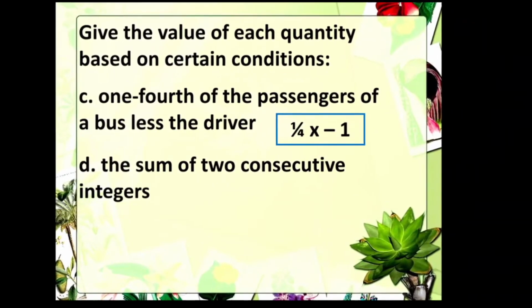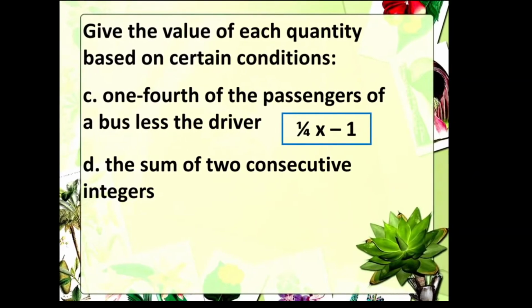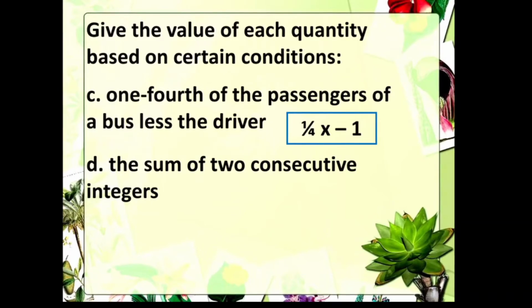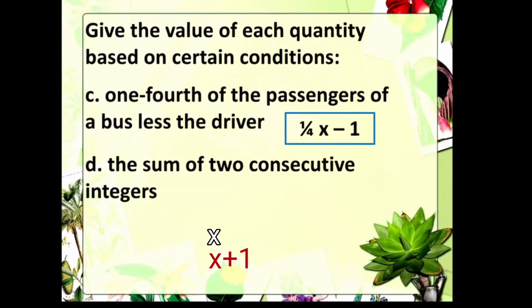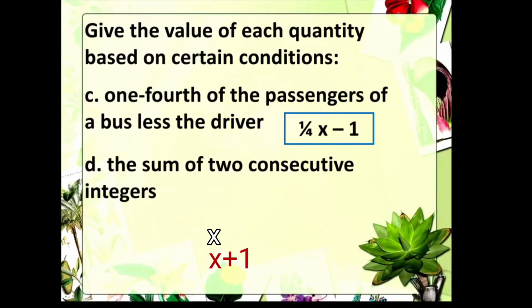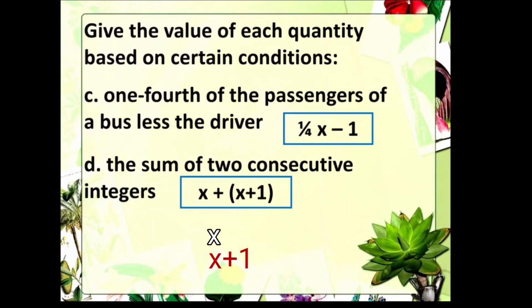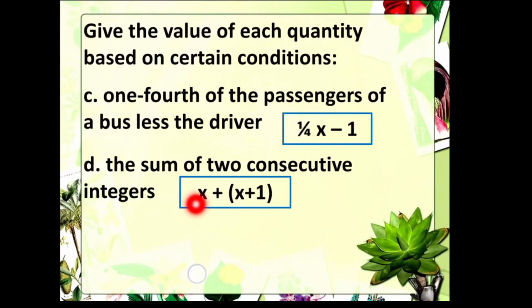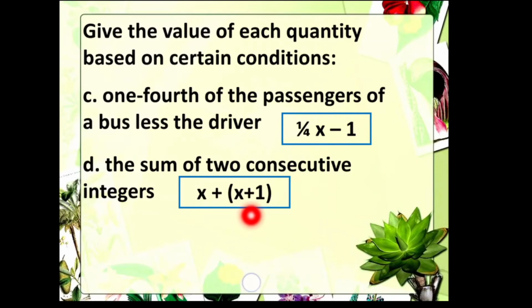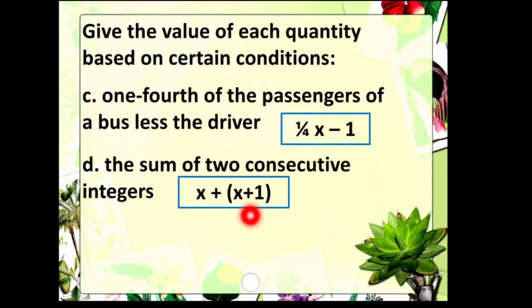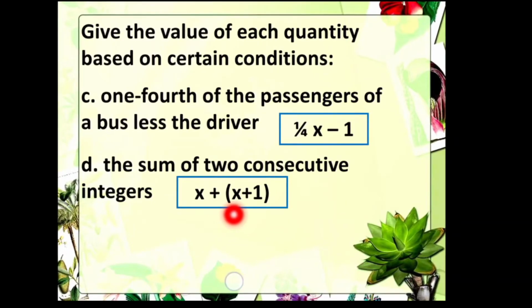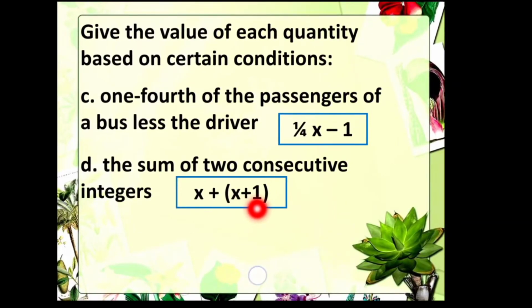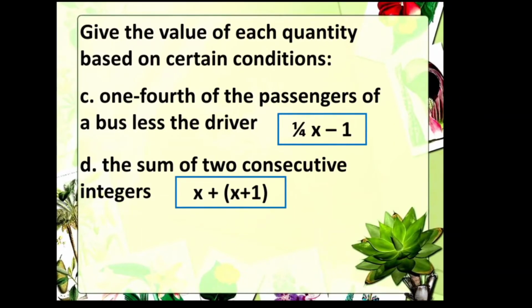So in this case, since it is the sum of two consecutive integers, let's say that my first number is x. To obtain the second number, I have to add 1 to that first number. Therefore, the answer is my first number, x, plus my second number, which is x plus 1. Again, x, then my second number is the first number plus 1. That is consecutive integers.